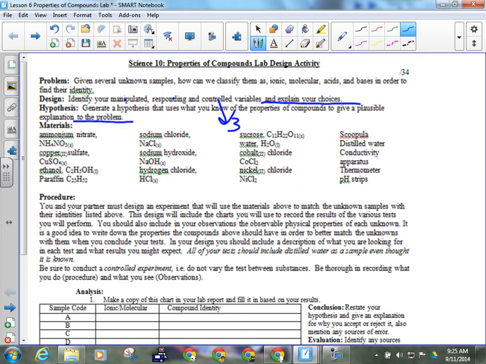Now, for your hypothesis, what three words does a hypothesis need to have in it? Sadie. If, and then. The premise we're working on in this experiment, I think you would agree, is that everything has its own unique physical properties. Would you agree? If that's the premise we're working on, what part of your hypothesis should talk about that?